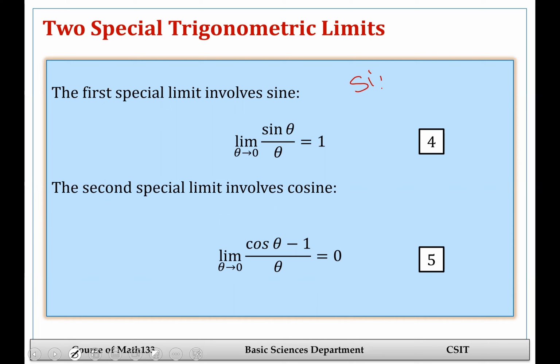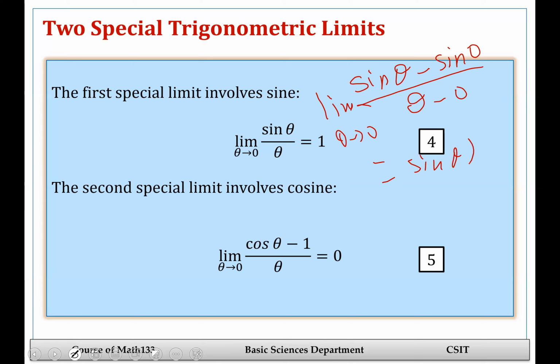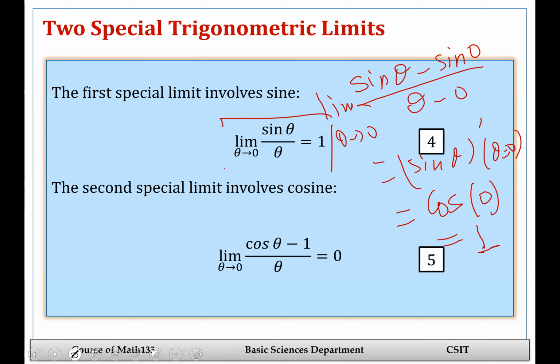So sine theta minus sine 0 over theta minus 0. When you take the limit, when theta approaches 0, this is exactly the derivative of sine taken at the point theta equal to 0. And what is the derivative of sine? This is cosine taken at 0, and cosine at 0 is equal to 1. That's why this limit is equal to 1.